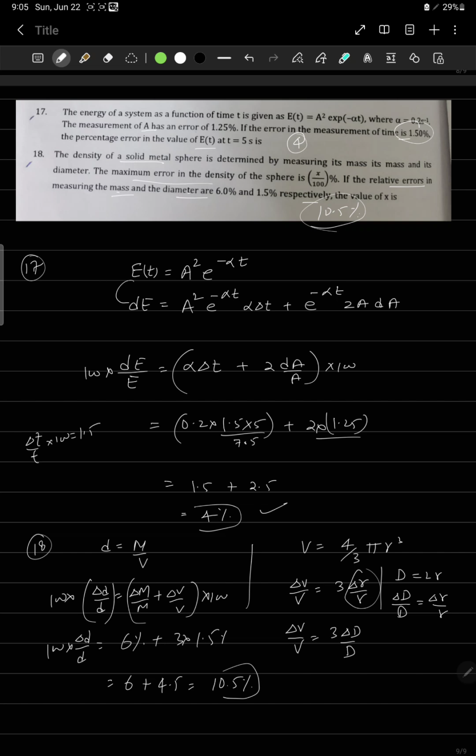These are selective questions which I think might be very helpful for your exam preparation. So all the best, and just do well in the exam.